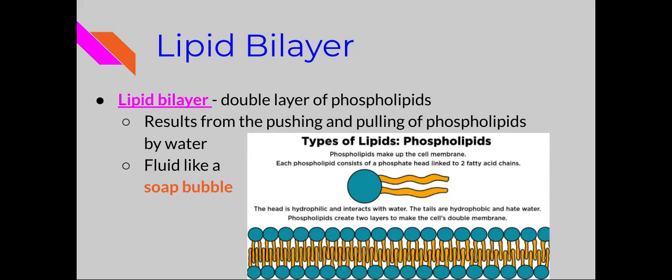Phospholipids make a double layer called the lipid bilayer. It results from the pushing and pulling of phospholipids by water. Water is a polar substance, so the polar side, or the head side of the phospholipids, will actually mix with water, but the nonpolar side doesn't. So that's why they form a double layer, because the two polar heads on each side agree with water, but the nonpolar is resistant to it.